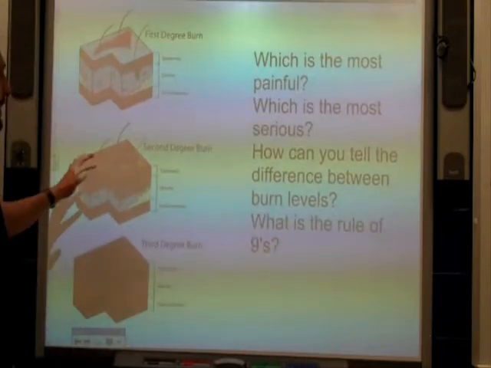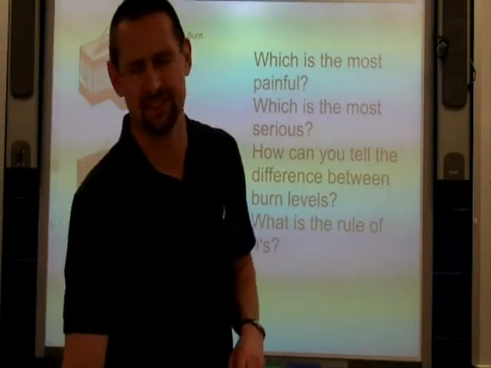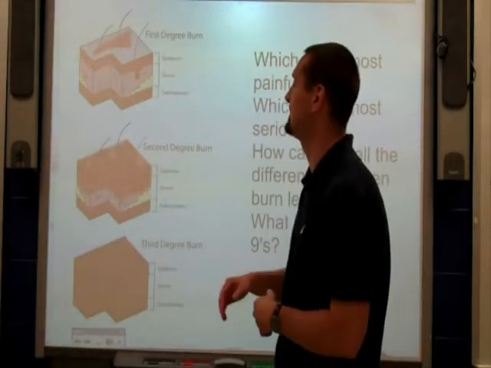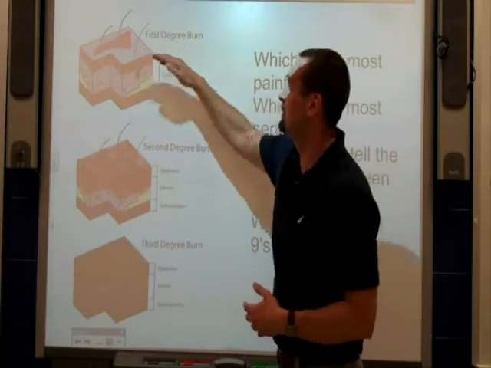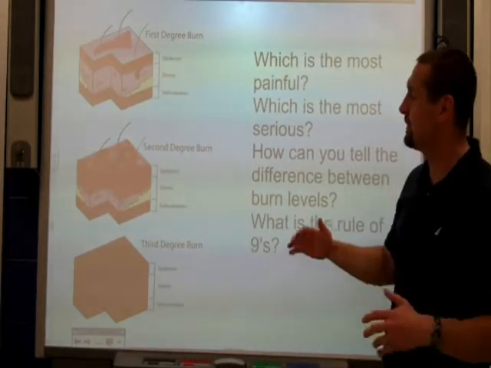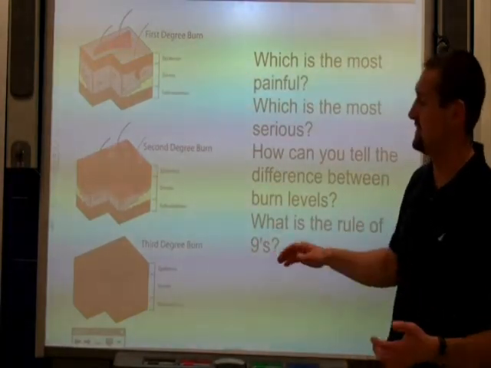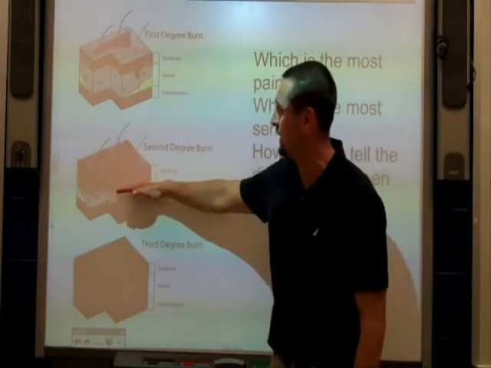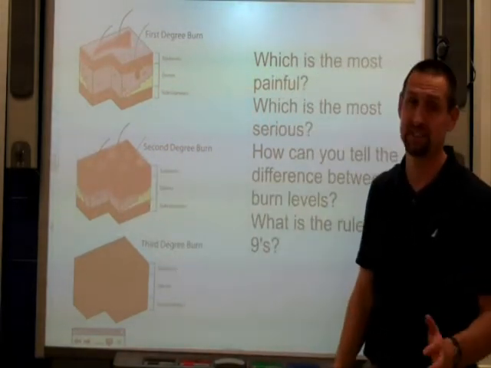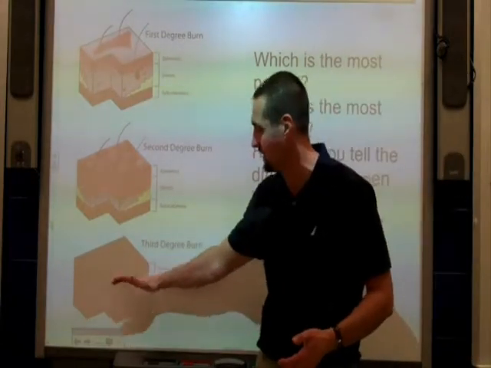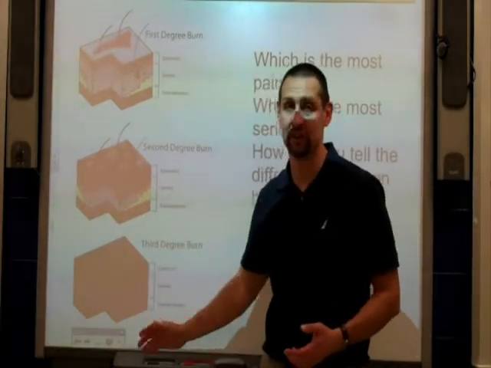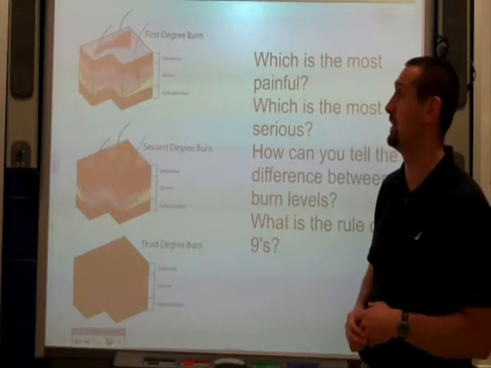Burns kind of follow these layers of skin. So a first degree burn pretty much just targets the epidermal layer, just that layer is affected. A second degree burn is characterized by blisters, and that's going to affect not just the upper layer, but this dermal layer, the second layer of skin. A third degree burn is going to go through all the skin and affect the tissues underneath. So that's going to be the most severe kind of burn.